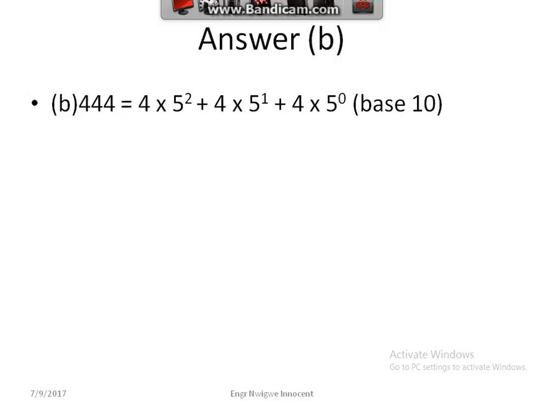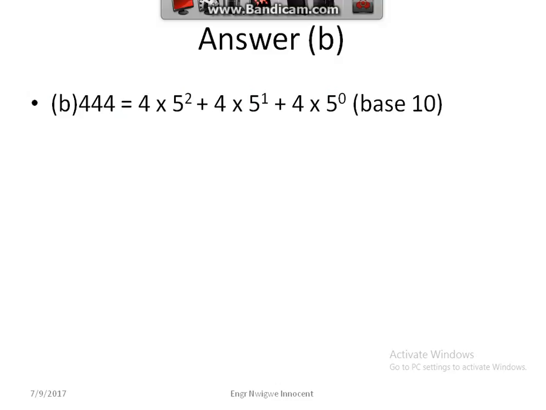Answer B. We are asked to express the difference between 444 base 5 and 234 base 10 as a number in base 5. To get the difference, we first convert 444 base 5 to base 10. After converting it to base 10, we do the subtraction and find the difference in base 10, and then we convert it to base 5.